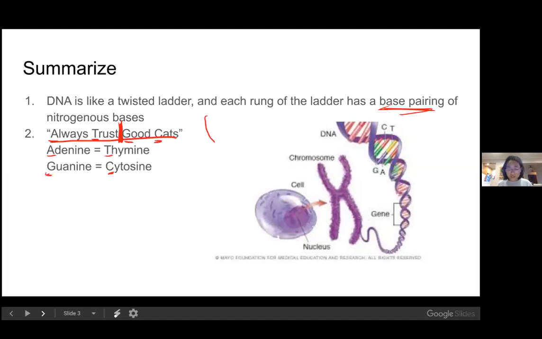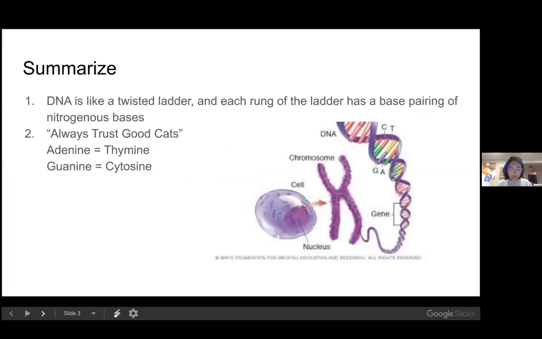So my DNA, if I split that in half, I would see that it would always go something like this. They would always match up with each other. So we could pretty much split DNA in half and make half of a ladder like that, which you're gonna learn about more in higher level biology classes.